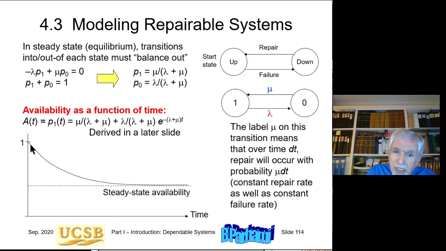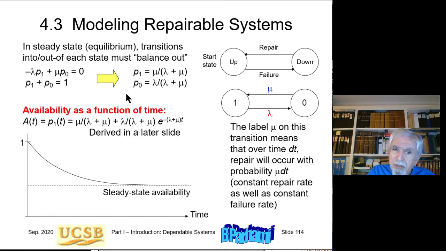So this curve that you see here, which includes the transient behavior as well as the steady state, has this equation. Probability of being in state 1 as a function of time, and we will derive this later, okay? For now, let's accept it. Mu over lambda plus mu plus lambda over lambda plus mu e to the power minus (lambda plus mu) times t. Let's test this. If t is equal to 0, then this term becomes 1. So we have mu over lambda plus mu plus lambda over lambda plus mu, which is 1. So at the beginning, it's 1. If t is infinity, steady state, then this term becomes 0, because there's a negative sign there. This term becomes 0, and the steady state availability becomes mu over lambda plus mu, as we obtained with that simple analysis.